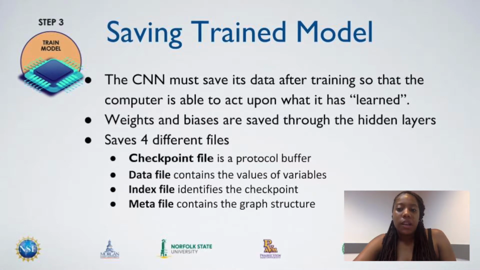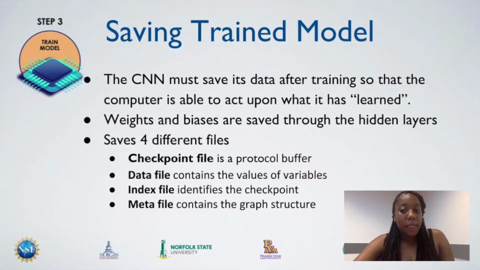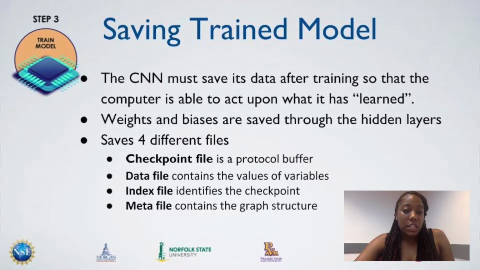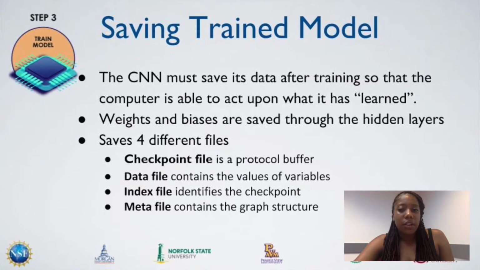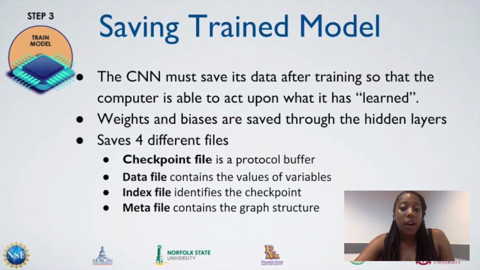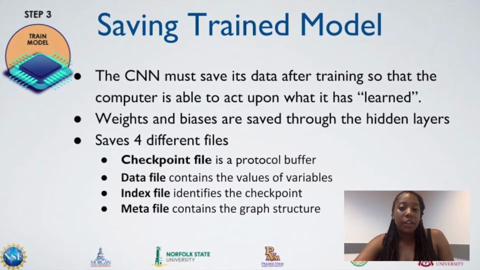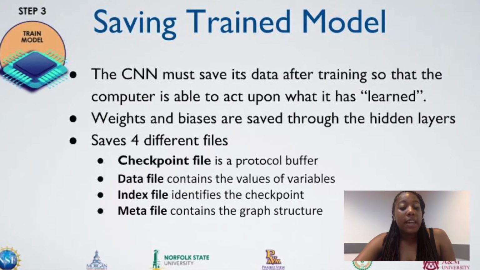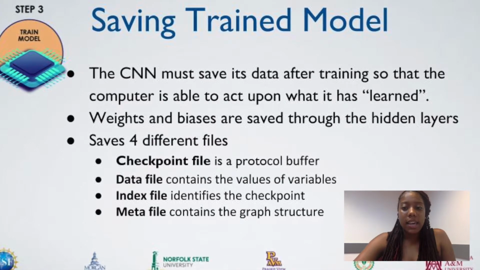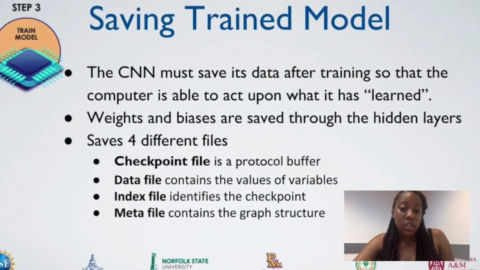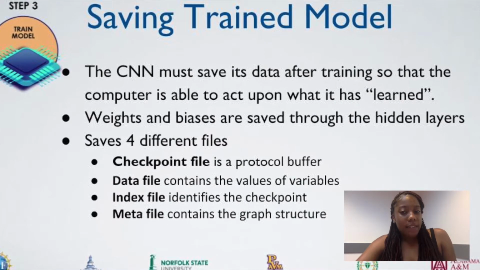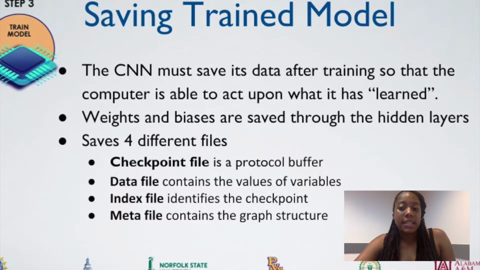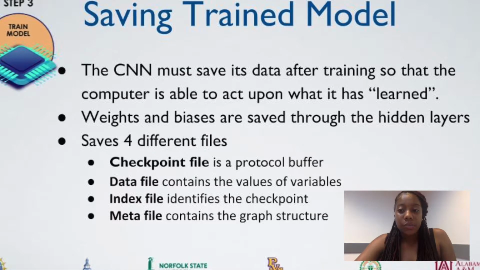Saving the trained model. The CNN must save its own data after training so that the computer is able to act on what it has learned. Weights and biases are what's saved through the hidden layers of a CNN, and then it saves 4 different files: a checkpoint file, which is a protocol buffer, the data file, which contains the values of the variables, an index file, which identifies the checkpoints, and then a meta file, which contains the graph structure. You must reload the meta file before the checkpoint file because it has the graph structures that's in the checkpoint file.